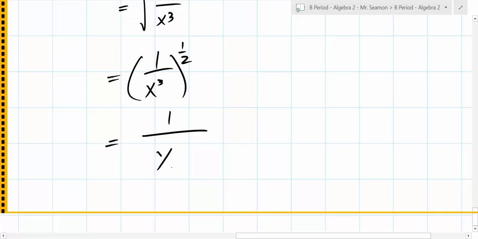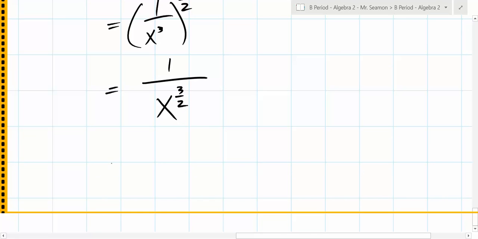So it's 1 over x to the what? 2. That would be fine. And if I said you could write negative exponents, you could write it as x to the what power? Negative 3 over 2. You could write it like that.